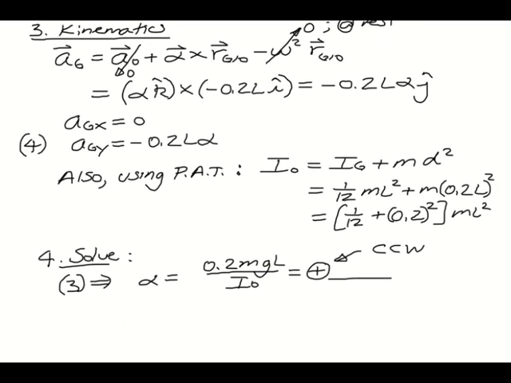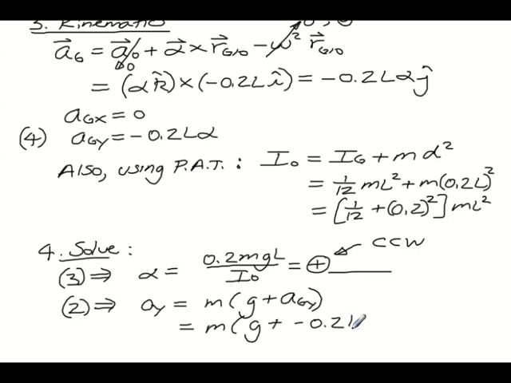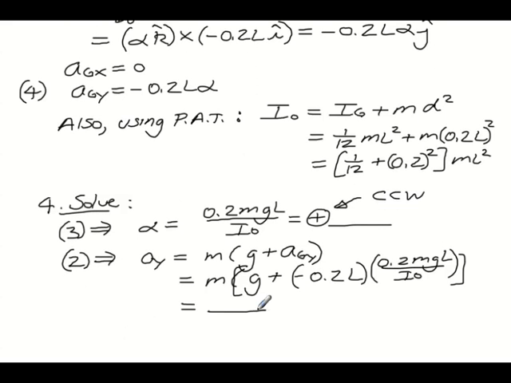In order to find Oy, equation 2 then, the reaction force at O is going to be mg plus m aGy. aGy we saw was equal to minus 0.2 times L, and alpha, that's 0.2 m g L divided by I_O. And that all gets multiplied by m, so let me make that a square bracket like that. So that tells us what Oy is. Equation 1, Ox we said was equal to m aGx, and that was 0.